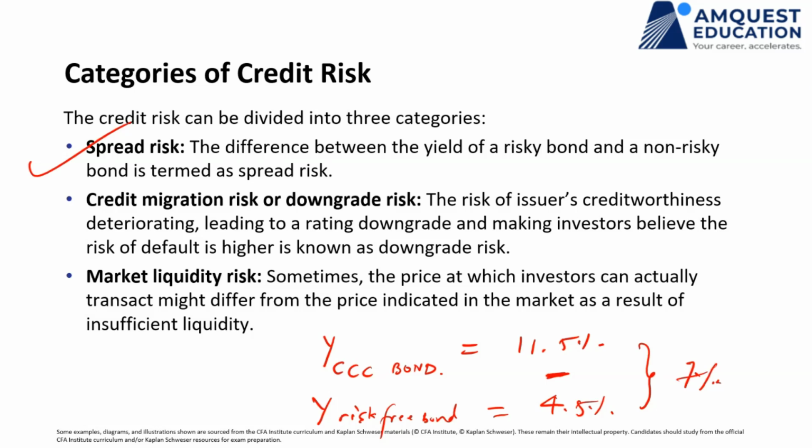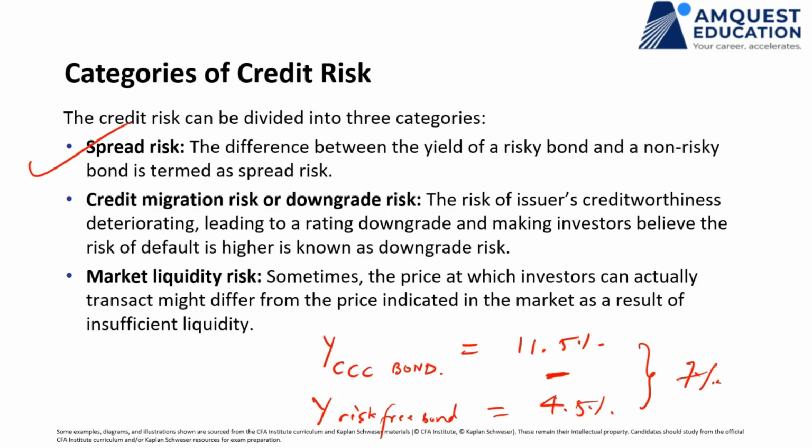Now, higher the risk of your bond, higher will be the spread. Triple C bonds will be, for example, 11-12%. Triple B bonds will be around 7-8%. So as your rating keeps improving, your yields also keep reducing because now you're not as risky as before.